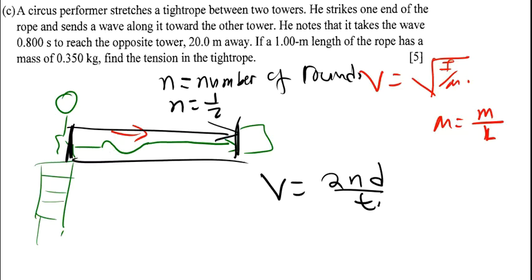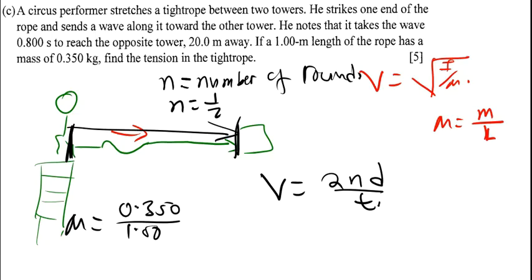So in this case it just went to the other side, it didn't come back, meaning the number of rounds is just half, because for us to consider one round it has to go and come back. So it just went, it didn't come back. So n is equal to half. Now we want to find the tension force. So v can be replaced by the square root of F divided by mu. Let's first find the mu value. So mu is the mass, 0.350, the length is 1.00. Therefore the mu is just 0.350 kg per meter. As simple as that.